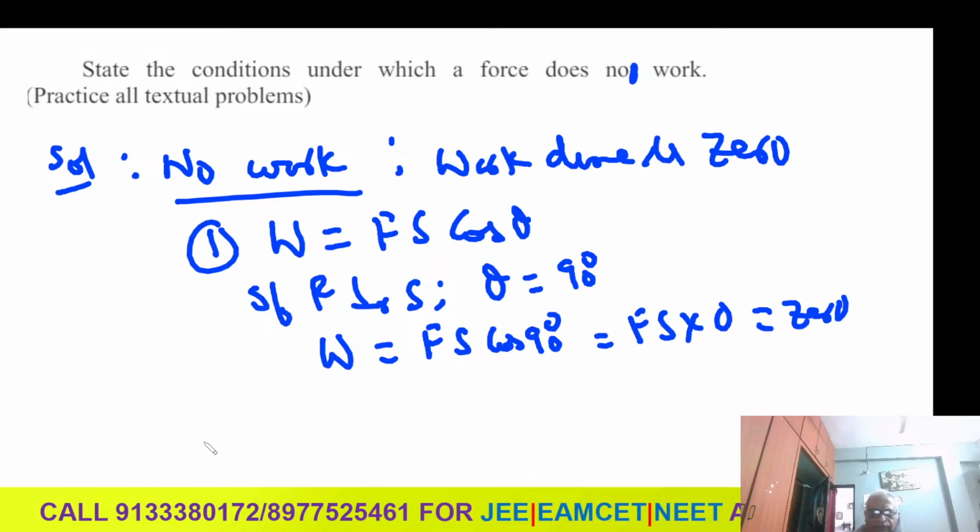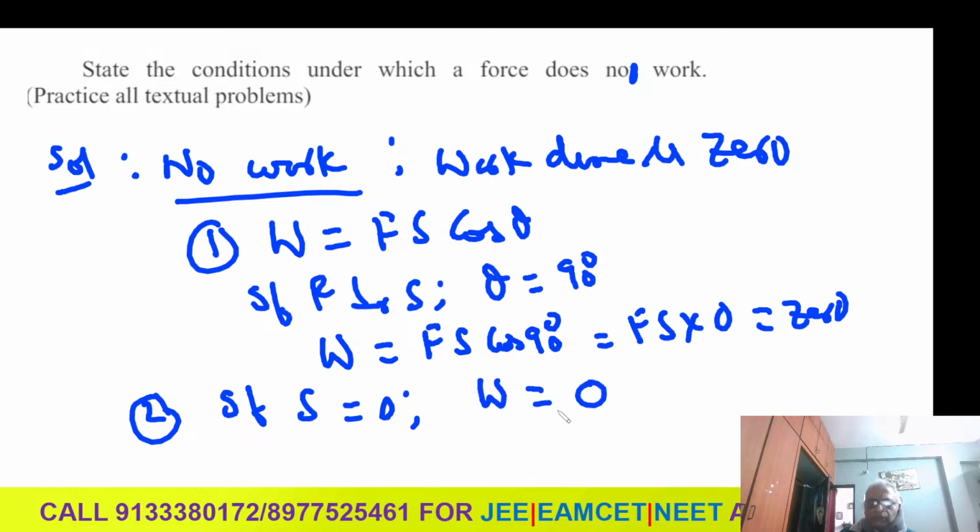This is one thing. The second example is, even though you apply force, displacement is 0. For example, I am applying force on the wall, but the wall will not displace. Then work done will be 0. When displacement is 0, work done will be 0. When theta is 90 degrees also, work done will be 0. There are 2 points, one mark each.